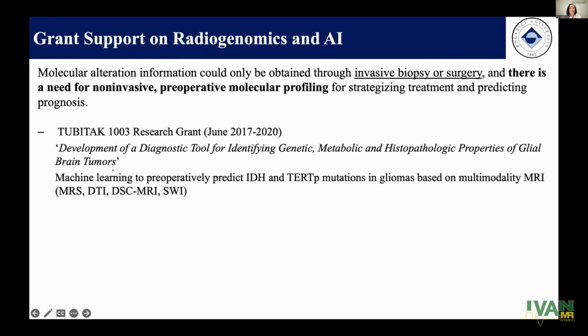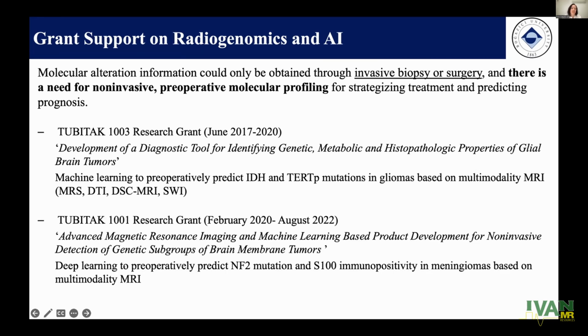The first one was aiming to create machine learning methods to preoperatively predict IDH and TERT mutations in gliomas based on multimodal MRI. And our second grant actually focused on deep learning to preoperatively predict NF2 mutation and S100 immunopositivity in meningiomas based on multimodal MRI. And I will briefly mention some of our results based on those two grants.